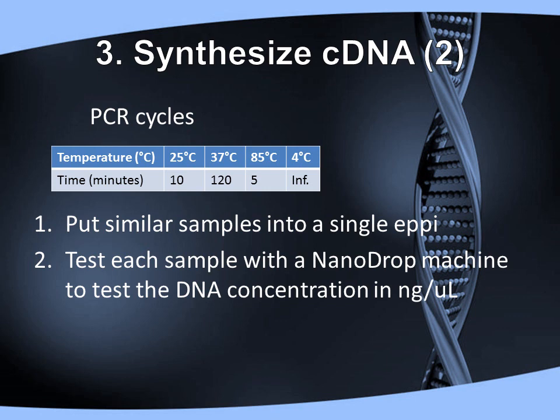Seen here are the PCR cycles that we used. After they were run in a PCR machine, we put the samples into a single epi. We tested each sample with a nanodrop machine in order to test the DNA concentration in nanograms per microliter.